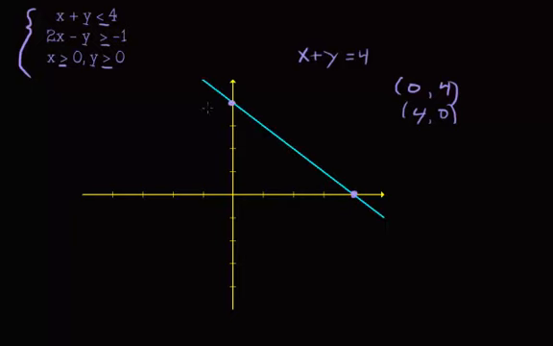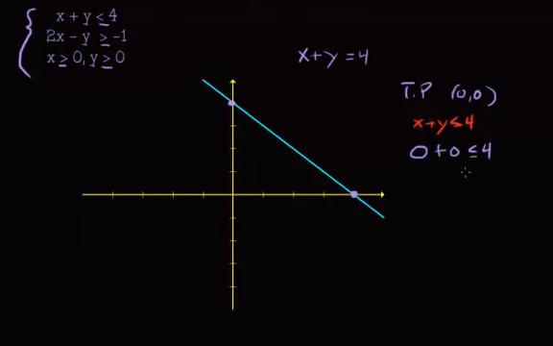Next, we just have to figure out what side to shade. So let's go ahead and pick the origin as our test point. So our test point would be 0, 0. So with the original inequality, remember the original inequality is x plus y less than or equal to 4, will it work? So if x is 0, you get 0. When y is 0, 0, and then less than or equal to 4, so 0 less than or equal to 4. And it is. So let's shade towards the origin.